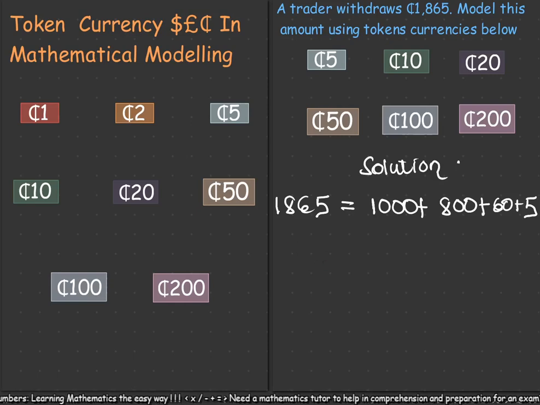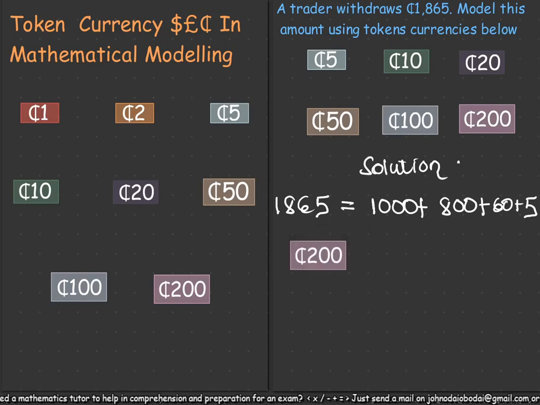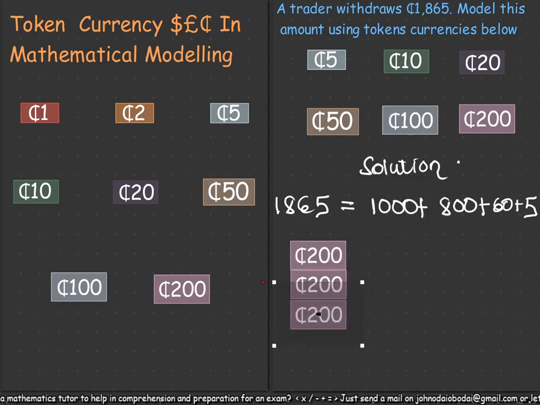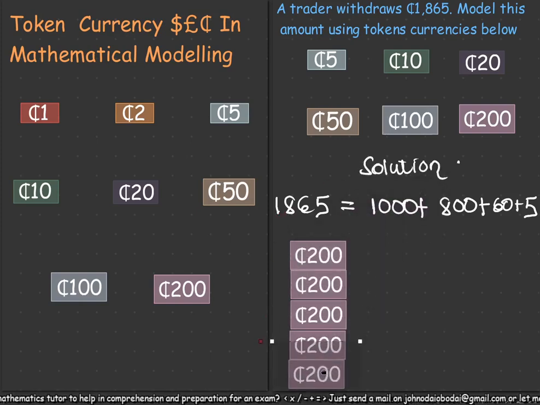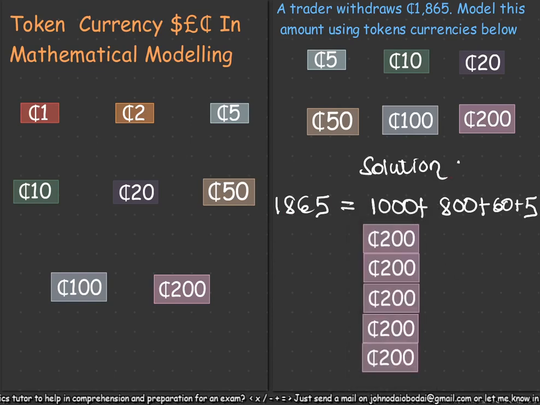So I'll just come and put that over here. Let me take the 200 CDs and put that here. Now, if I copy and put it here, I need 5 of them. So there is 2, and then 3, 4, and then our last one, which is 5. So if the teller or the ATM machine issues 5 of the 200 CDs, that is 1,000 CDs. Then we now need 800.